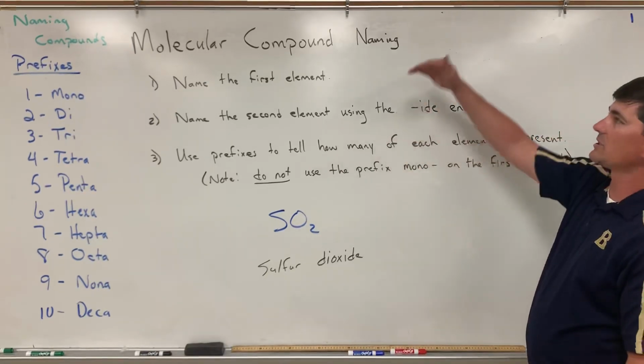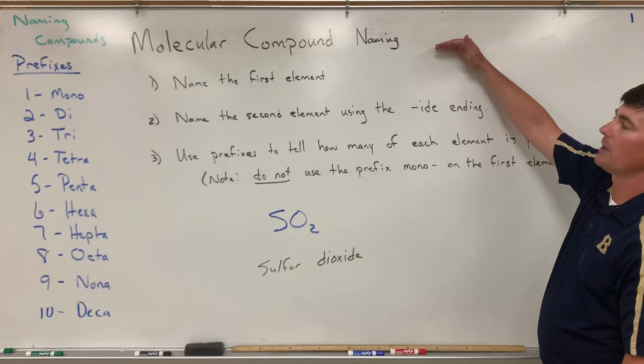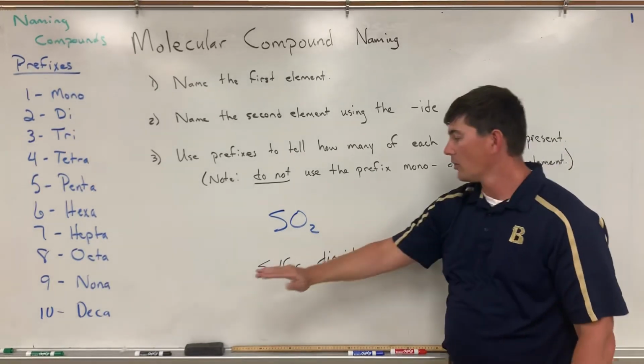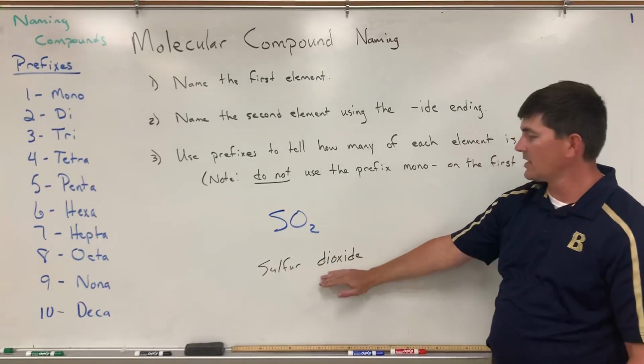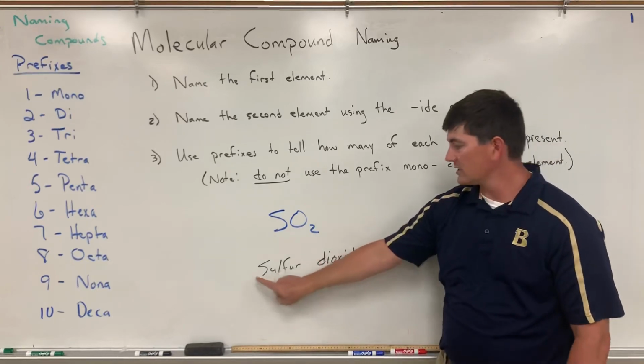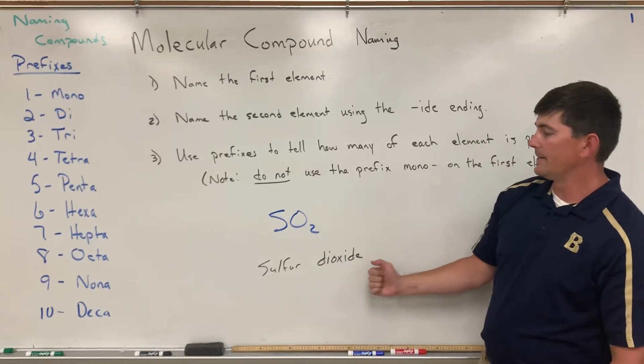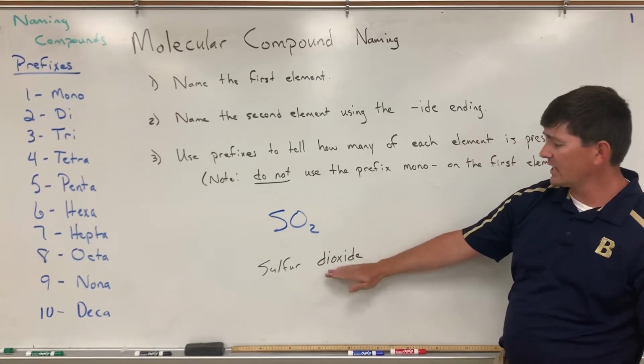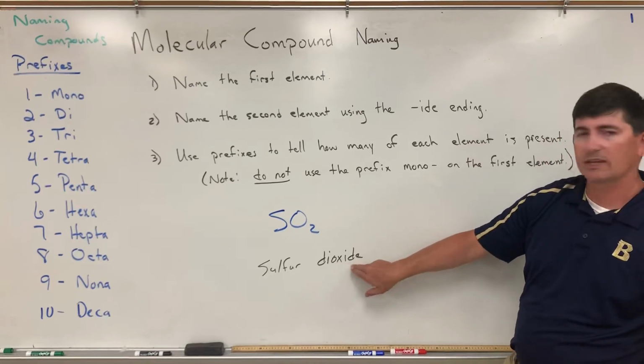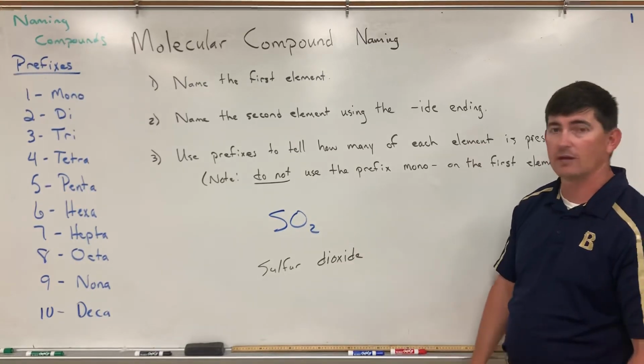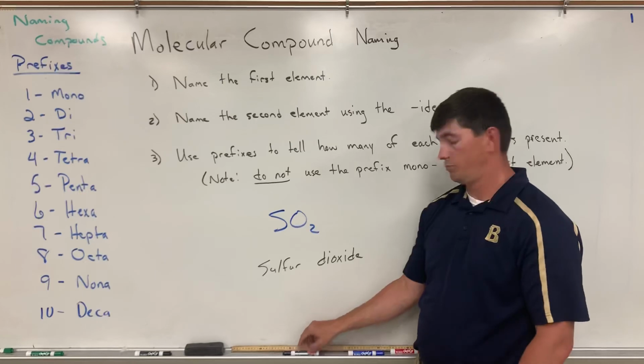Okay, so this is the nomenclature for naming molecular compounds. It's just simply writing the first element, writing the second element, putting prefixes on each of those elements, and changing the ending of the second element to "ide." That's it. Okay, and we're done with that.